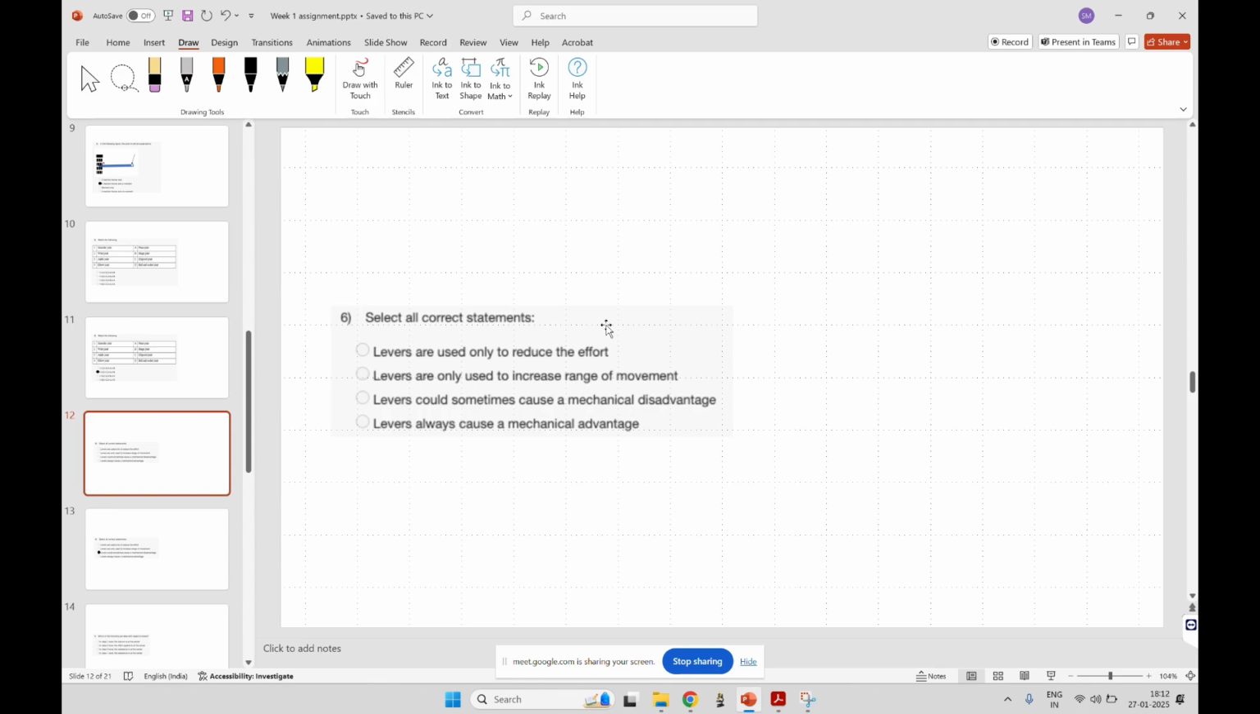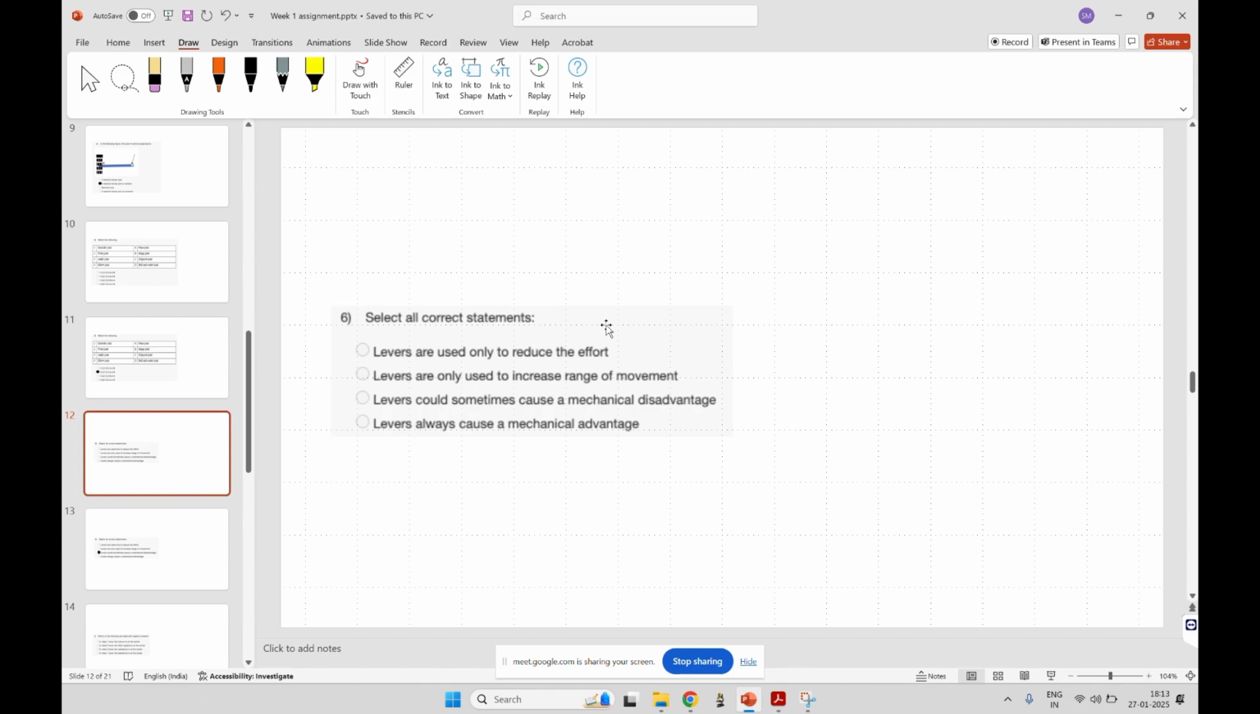So in that scenario, we saw that there are certain conditions where there are mechanical disadvantages, certain conditions where there is mechanical advantage, and depending on the positioning of the fulcrum, force, and resistance, you can calculate and get to know whether this is actually a mechanical advantage or disadvantage.